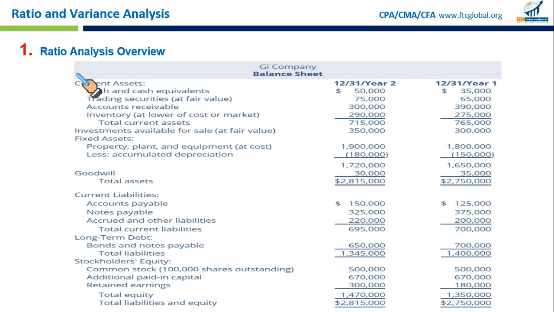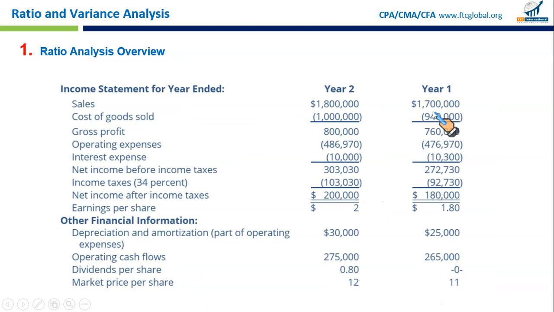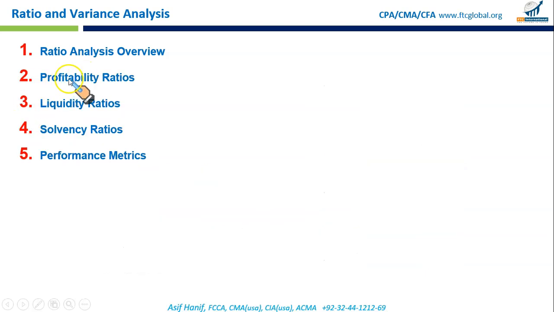We are going to discuss this extensive balance sheet given for 2 years and the income statement, and we use these numbers to calculate various ratios to understand the dynamics and how we gauge performance, profitability, liquidity, solvency, and so on. These are the 4 sets of ratios we will discuss: profitability, liquidity, solvency, and some other performance metrics. So let's first discuss the profitability ratios.